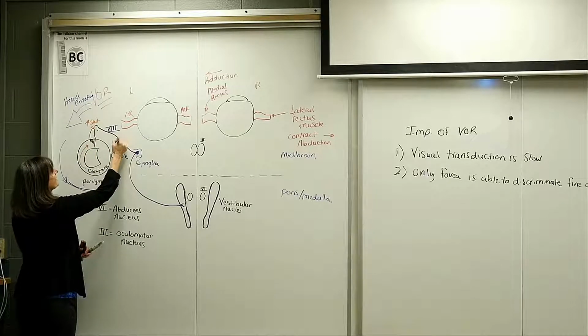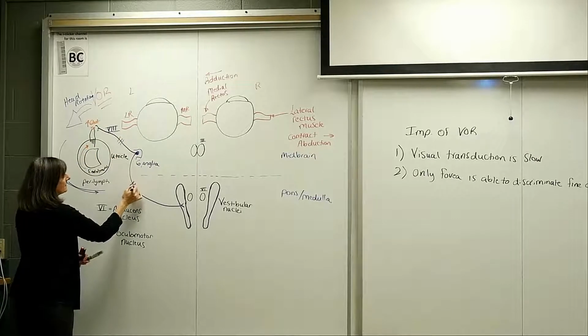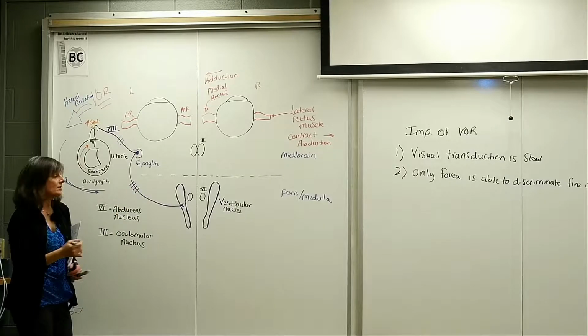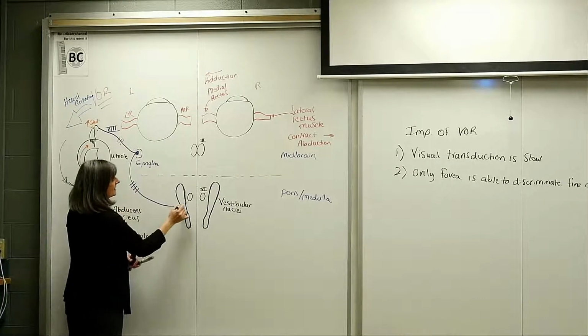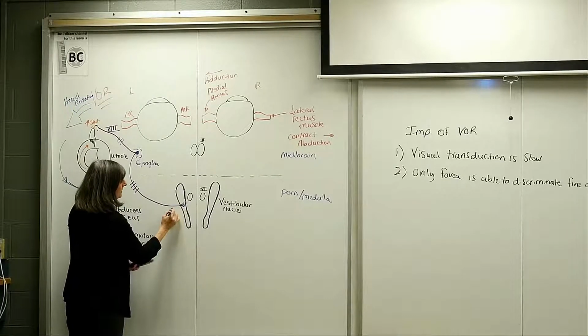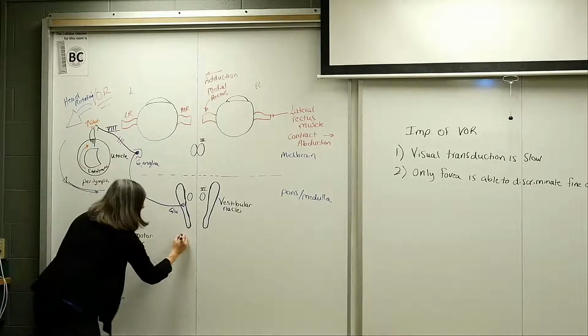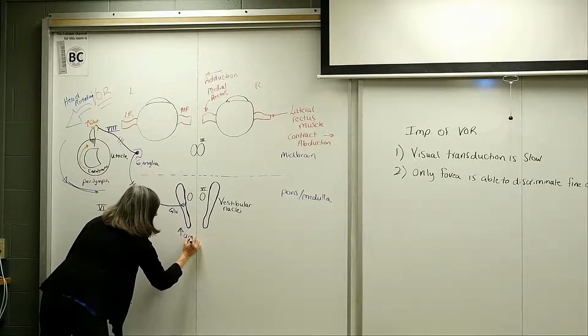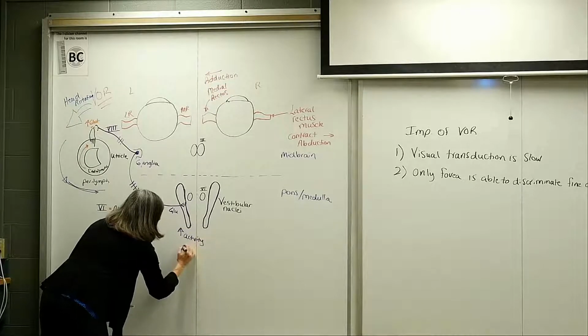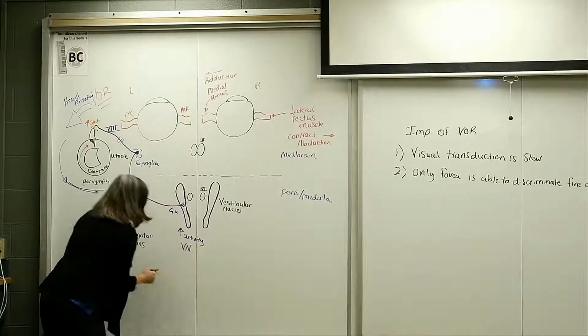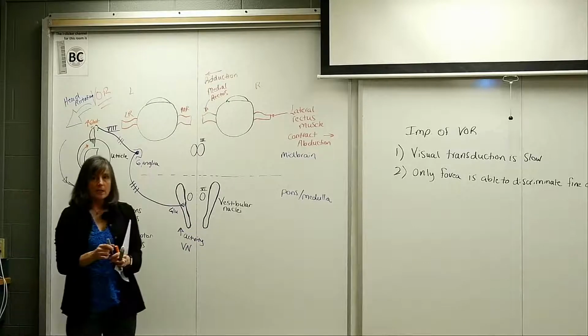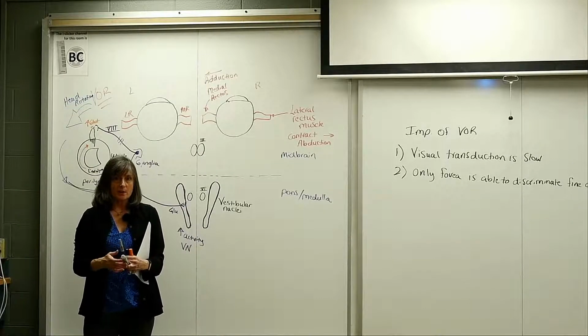Okay, so we get an increase of glutamate here. We're going to have an increase of activity here. So these are just designating action potentials. That's going to lead to an increased release of glutamate in the vestibular nuclei, an increase in activity of the vestibular nuclei. And the vestibular nuclei have several different populations of neurons in them.